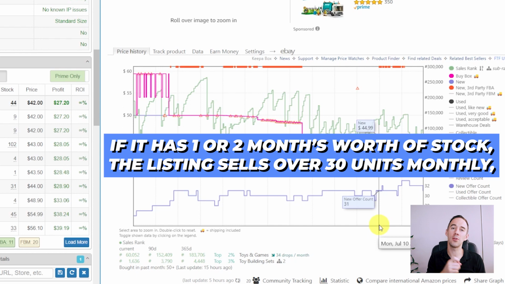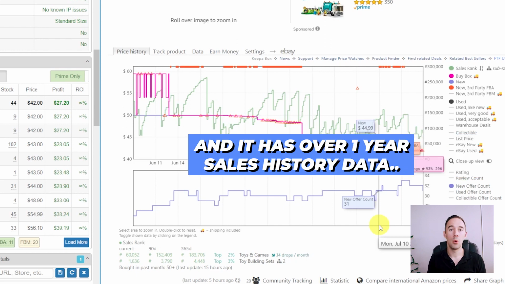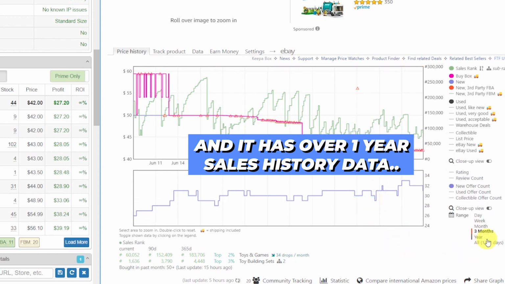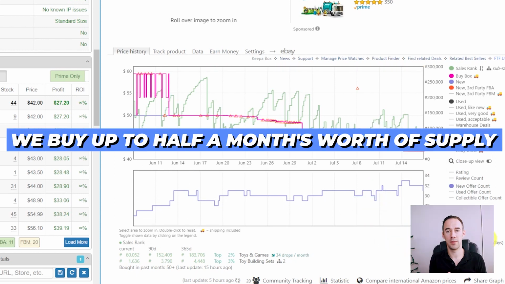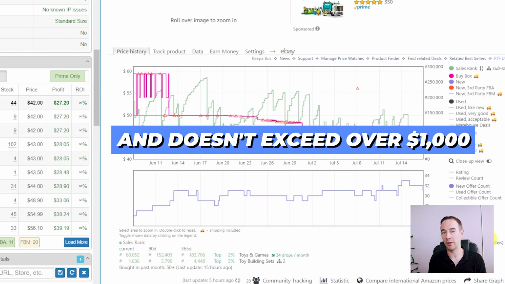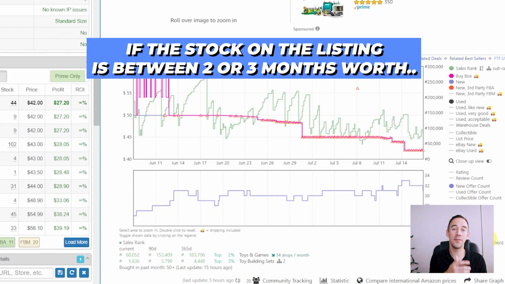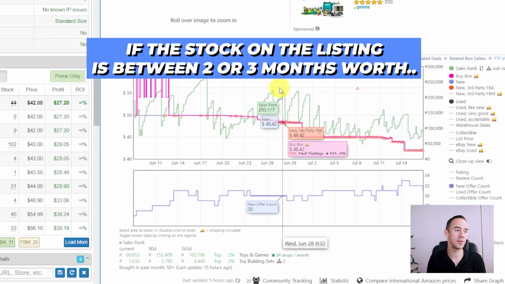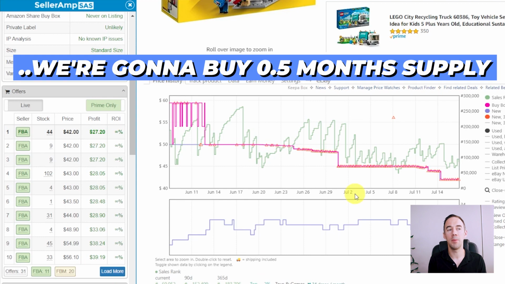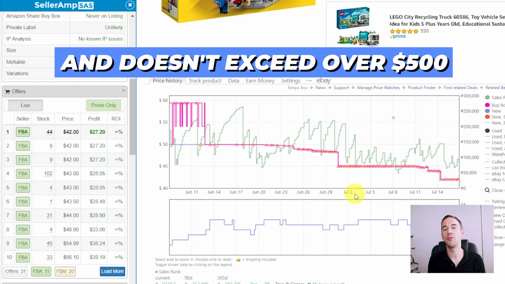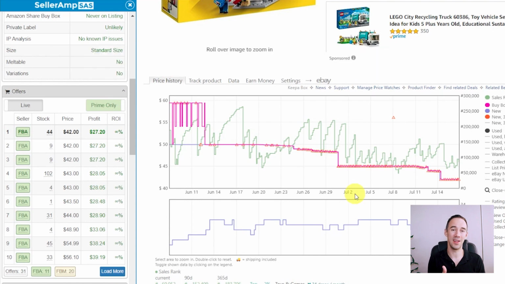Now what we'll say is if the stock on the listing is between 1 and 2 months of supply and it's selling over 30 units per month with over 1 year's sale history, then we're going to buy half a month's worth of supply, or up to half a month's worth of supply, which does not exceed more than $1,000 worth of product. Then the final one is if the stock on the listing is between 2 and 3 months worth of supply, so right here, we are then going to buy 0.5 months supply and it does not exceed $500 cost of goods for that product if it's selling well. And if it doesn't meet any of those criteria, we'll basically say don't buy it. That's it. That's pretty much the whole process we do.